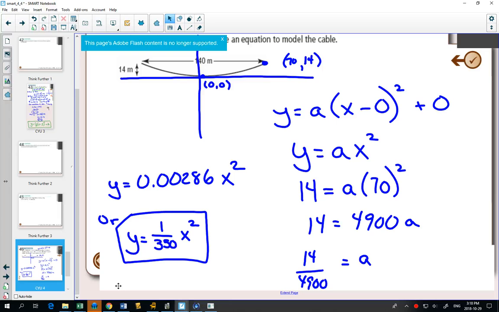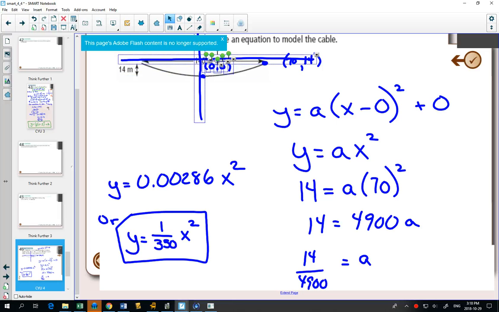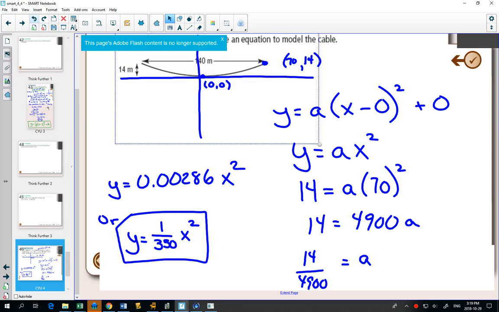So you just had to pick where you wanted the vertex. If you look at the answers at the bottom of the page, they did a bunch of different ones depending on if you put your x-axis there or if you moved it up there, just which option you chose. I like putting the vertex at 0, 0. It made things really easy.